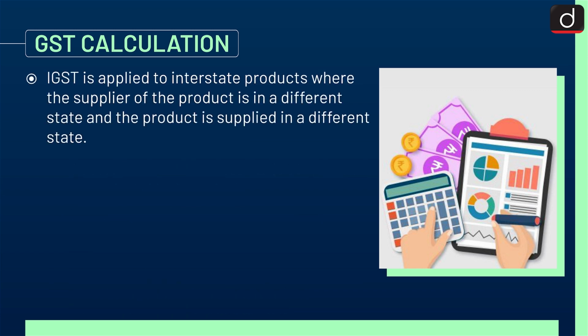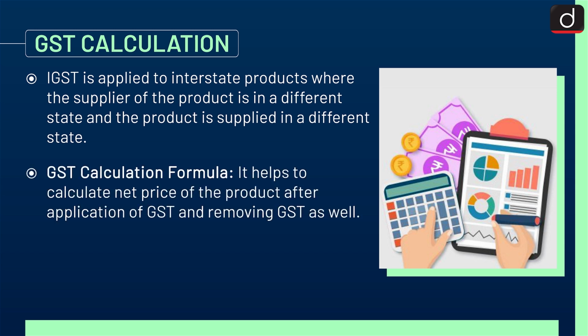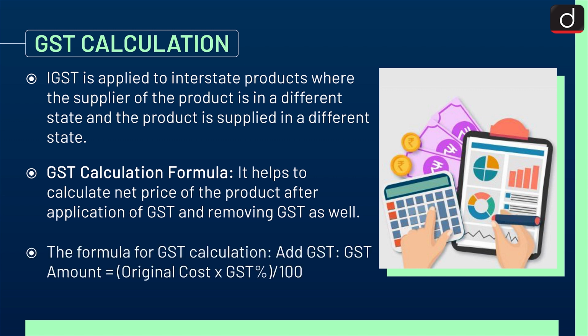IGST is applied to interstate products where the supplier of the product is in a different state and the product is supplied in a different state. The GST calculation formula helps to calculate the net price of the product after application of GST and removing GST as well. The formula for add GST: GST amount is equal to original cost into GST percent divided by 100, and the net price is equal to original cost plus GST amount.